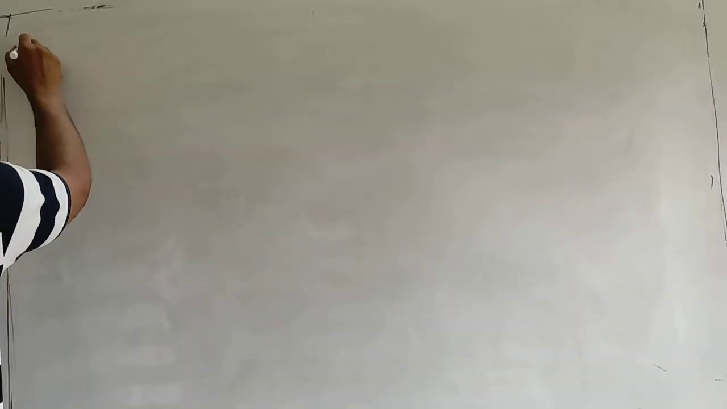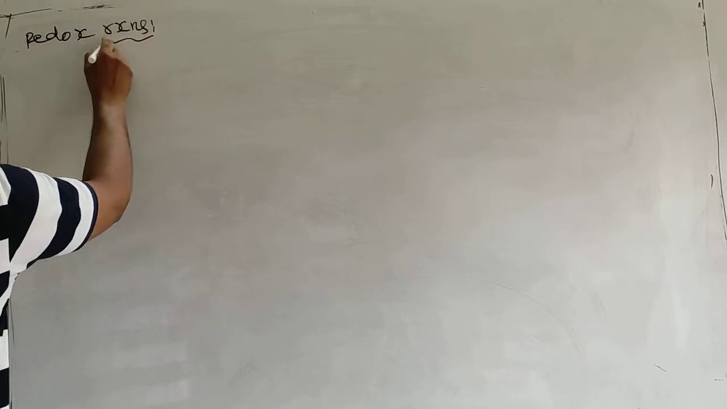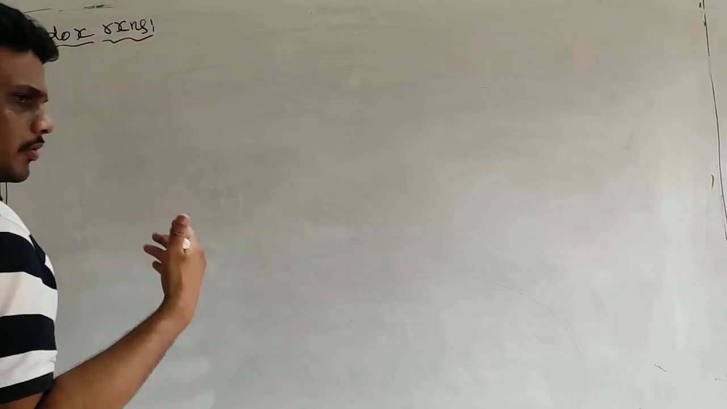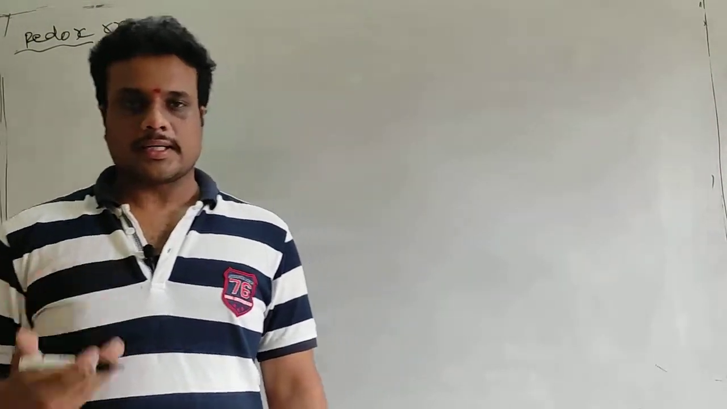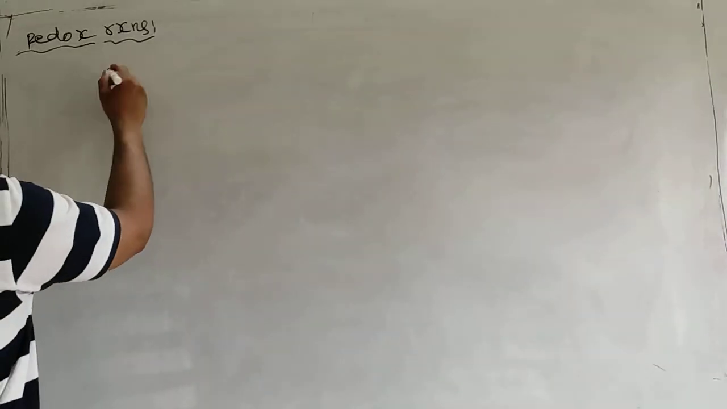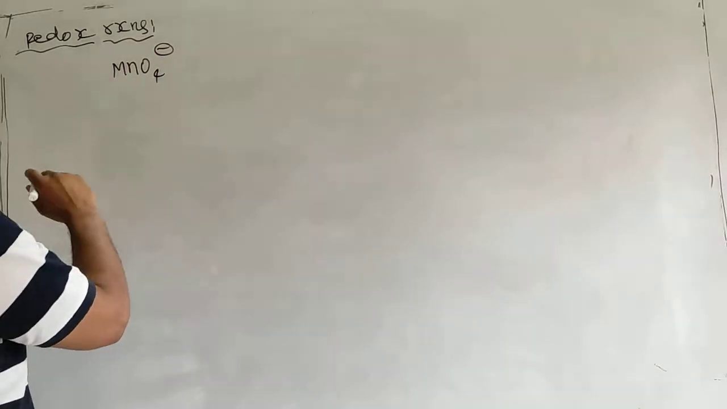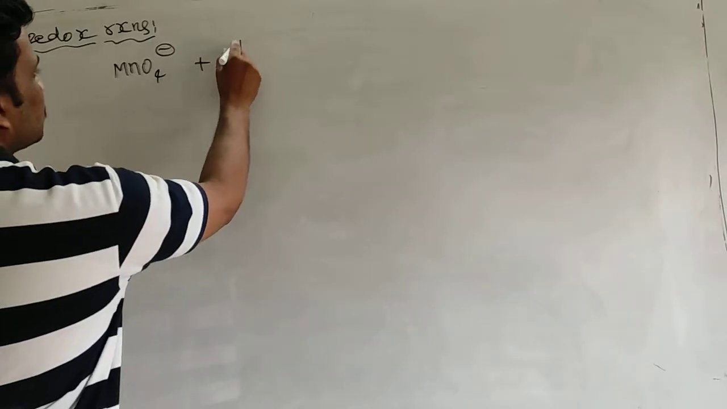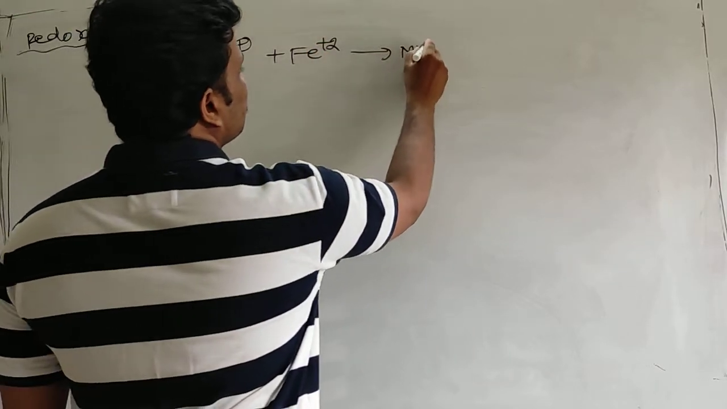So now I am taking a redox reaction. In redox reactions, you know, one substance undergoes oxidation, another substance undergoes reduction. We are very familiar with this. So now I am taking an example of a redox reaction. Potassium permanganate, the ionic form I am taking, in acidic medium reacts with Fe2+, and these are the products.